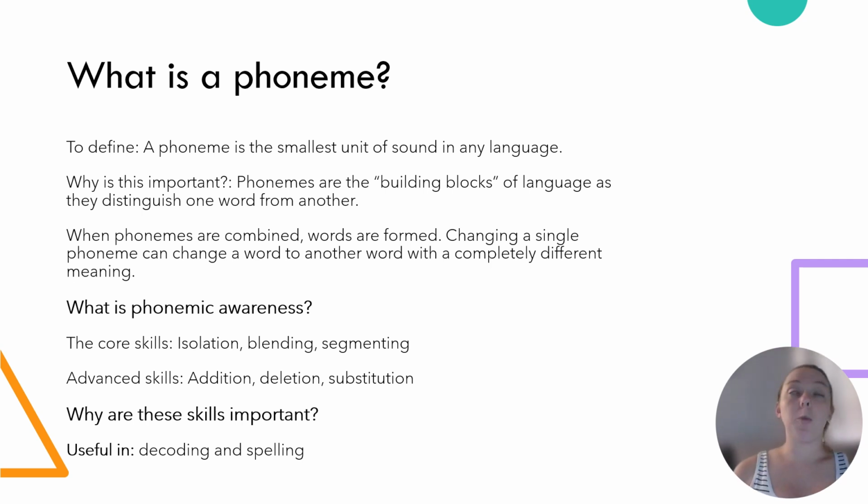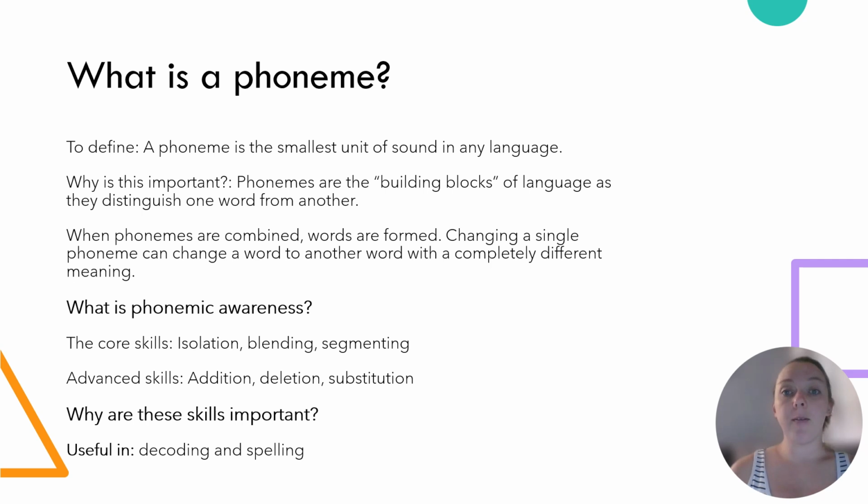And then you have blending. We'll change the word up a little bit. We'll say d, a, g. What word did I just give you? Dog. Correct. And then there's segmenting, which is just the opposite of blending. I'm going to give you a word, dog. Can you tell me what the sounds in dog are? D, a, g. Correct. That's segmenting.